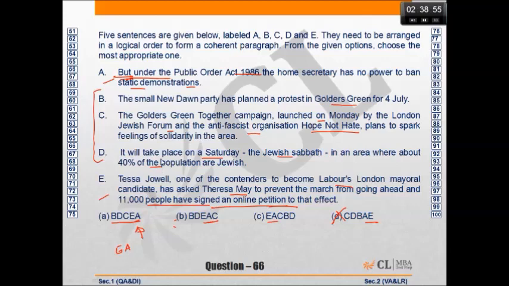So BDC. The small town has planned a protest. It will take place on Saturday. The protest has been planned, where it will be, and what is the agenda. Perfect. So choice A becomes the correct answer for question number 66.